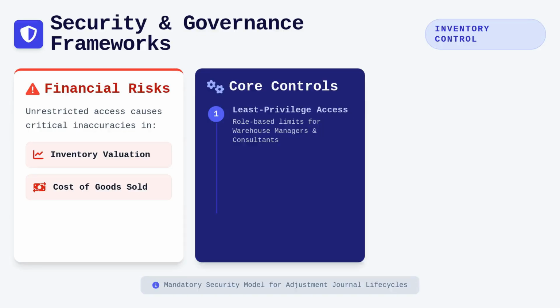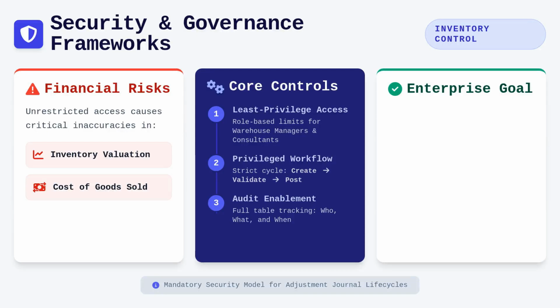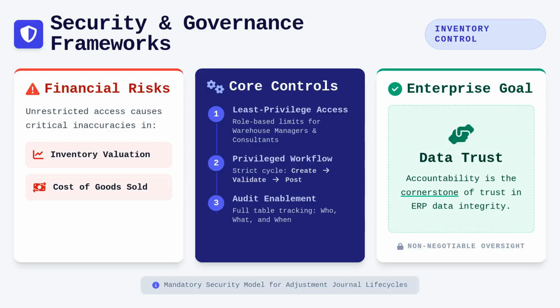You must define security rules that limit visibility and write access based on the least privilege principle, ensuring that functional consultants and warehouse managers only interact with the data necessary for their specific remits. Furthermore, auditing should be enabled on the journal tables to track who initiated an adjustment and when it was processed. This layer of oversight is non-negotiable in an enterprise resource planning environment where accountability is the cornerstone of trust in the underlying data.